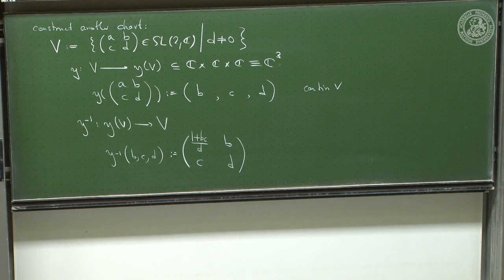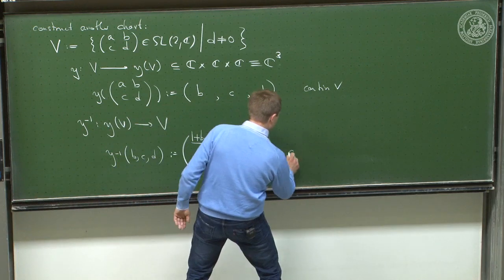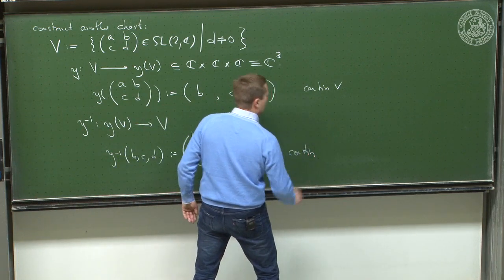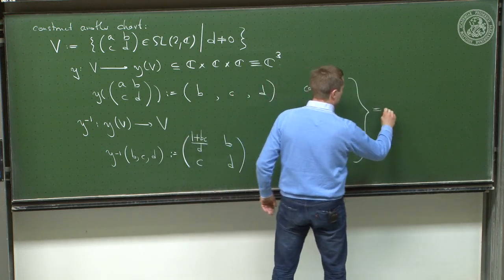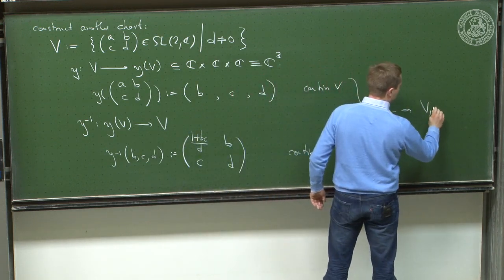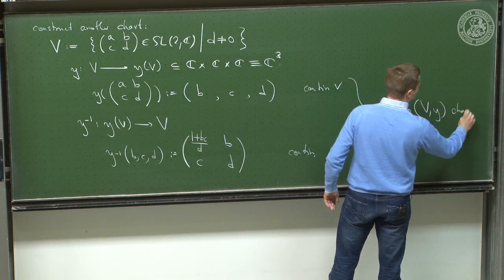Okay, but you're right. But then I'm only missing, okay, then I need a third chart probably. That's the point. Okay, fine. So this is also continuous, and by the same arguments, it follows that V is a chart.